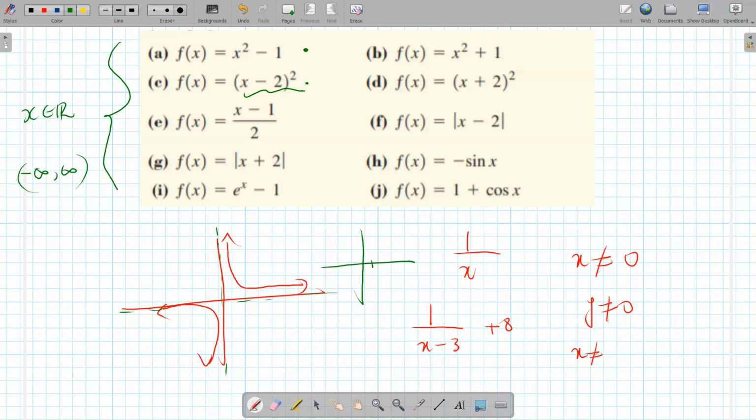It's gone 3 units to the right. So your new asymptote, before it was at 0, now it's going to be at 3. And your new horizontal asymptote is at positive 8. So your graph would look like this.